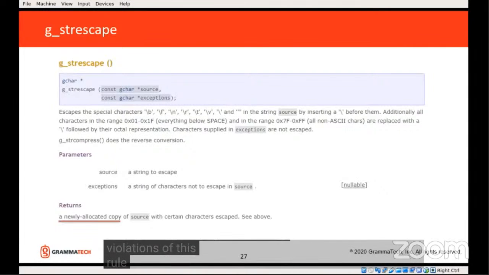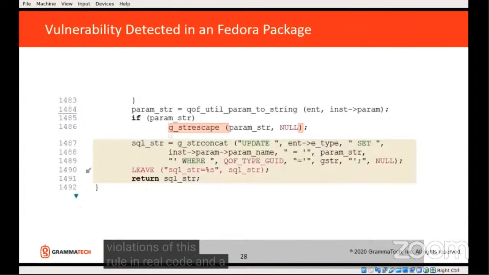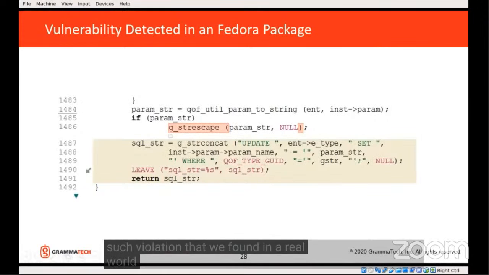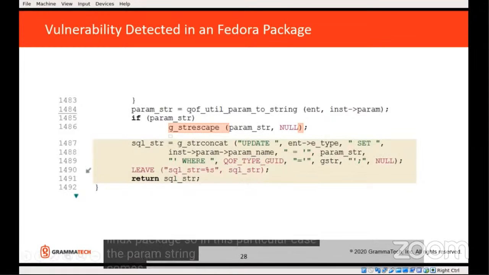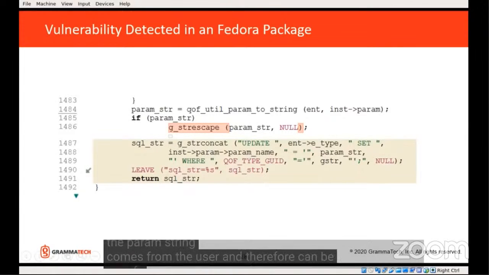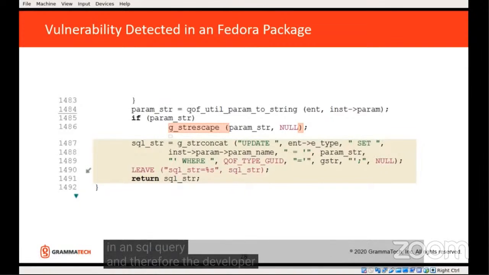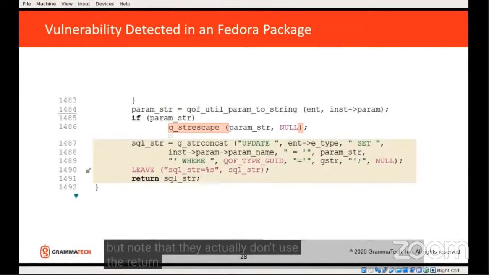Actually, for many violations in real code, a number of them turned out to be fairly important problems. So here's one such violation that we found in a real-world Linux package. In this particular case, the param string comes from the user and therefore can be unsafe to use in an SQL query. Therefore, the developer uses the g_strescape API in order to escape some of the characters in this user string. But note that they actually don't use the return value, they drop this.